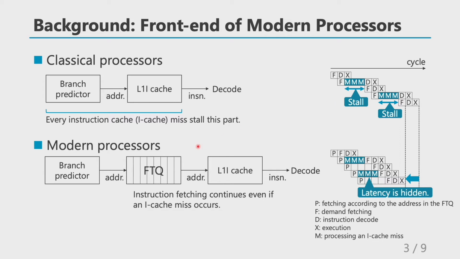By contrast, in a modern processor, instruction fetching continues even if an instruction cache miss occurs. This is because the modern processor has a queue called the FD queue. Before demand fetching, there is a P stage, where instruction fetching is done according to the address in the FD queue. The latency of the first miss hides the latency of the subsequent miss. Thus, the increase in processing time is mitigated.